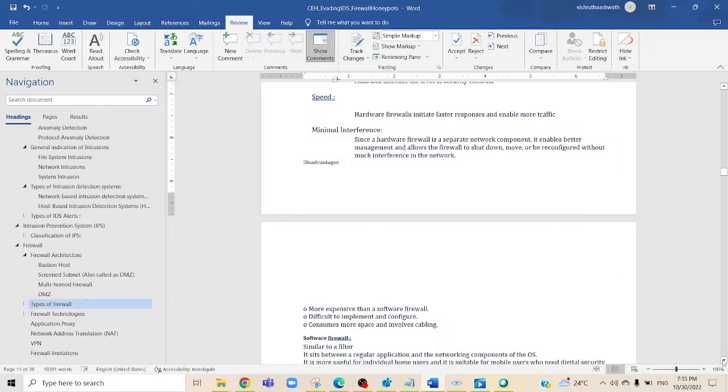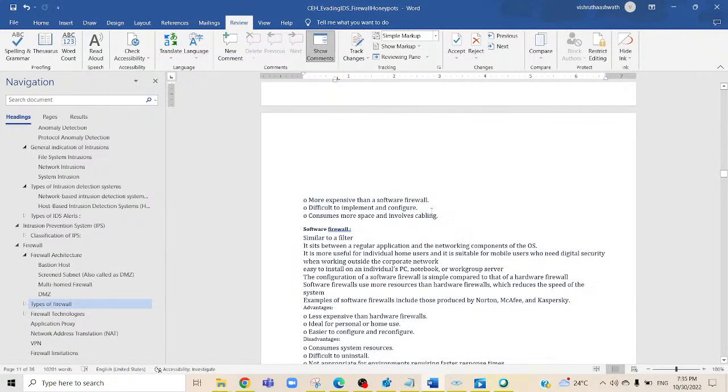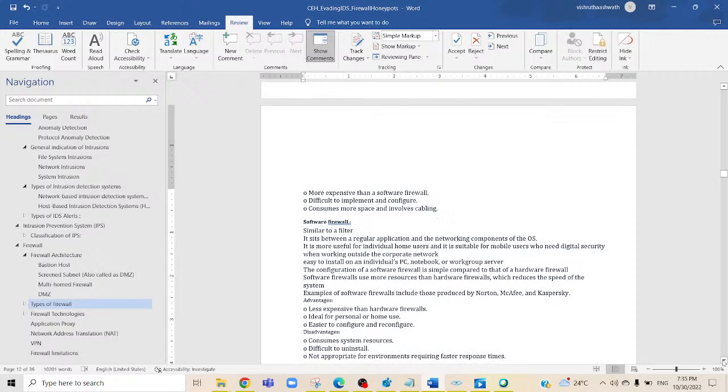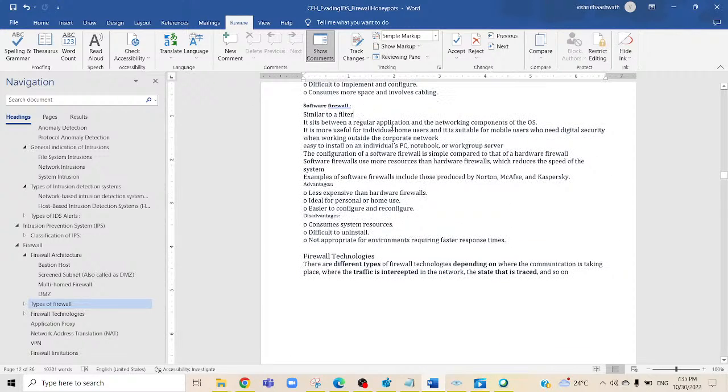Disadvantages of hardware firewall: more expensive than a software firewall, difficult to implement and configure, consumes more space and involves cabling. A software firewall, similar to a filter, sits between a regular application and the networking components of the OS. It is more useful for individual home users and suitable for mobile users who need digital security when working outside the corporate network.